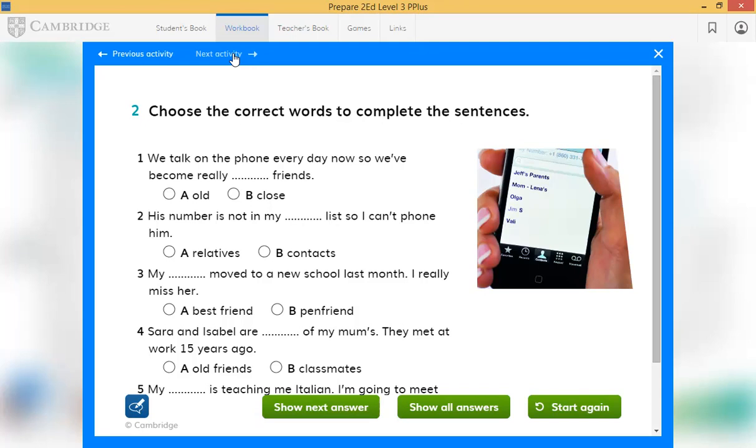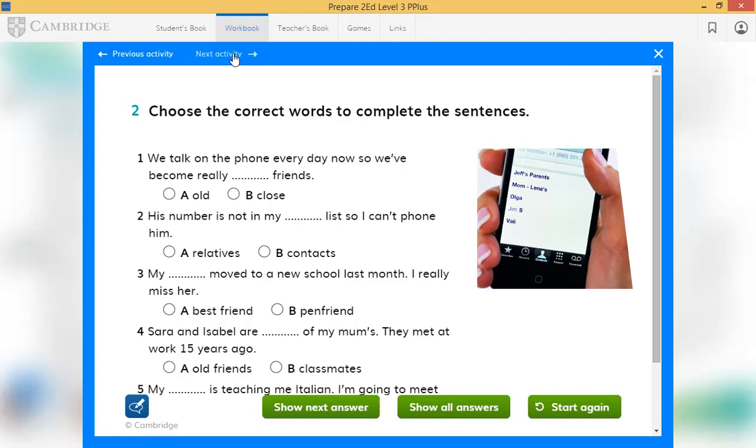Okay? So, let's start with number 1. We talk on the phone every day. So, we talk on the phone every day. Now, we have become really friends. So we talk every day on the phone. It means that now we are what? All friends or close friends?